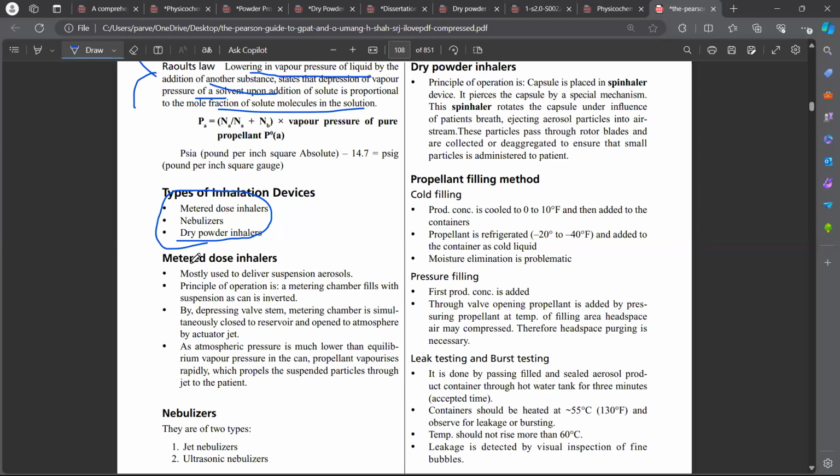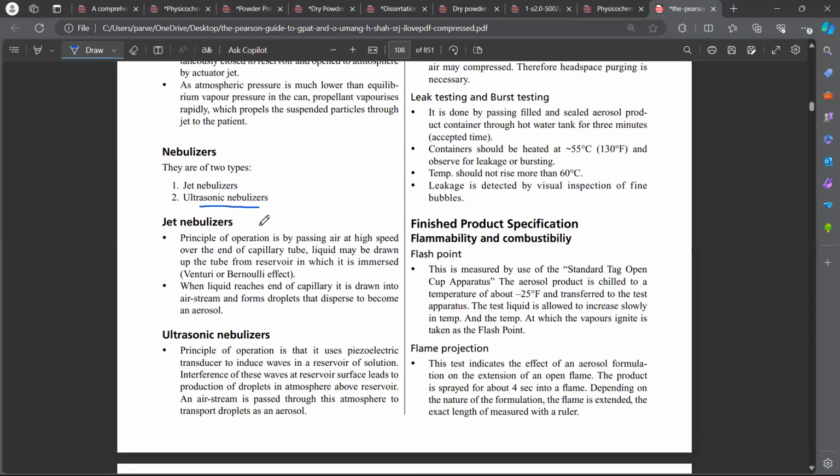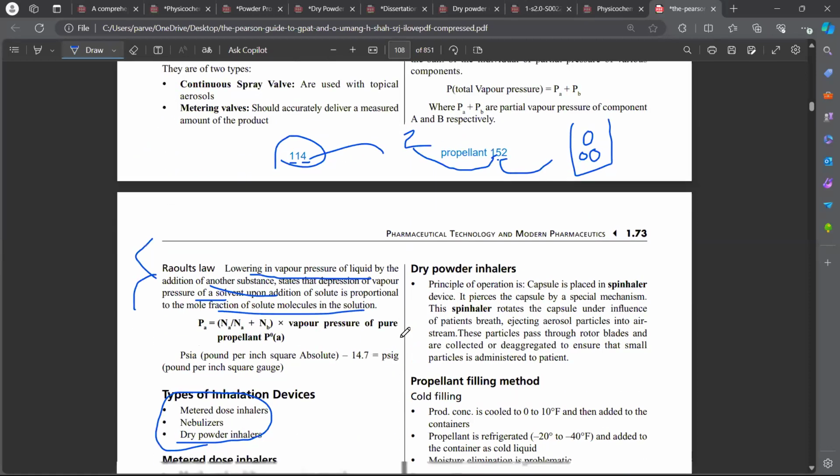So whenever the valve is activated, the propellant comes out with force. The propellant evaporates and deposits the drug particles. Nebulizers generally administer liquid solutions, and include jet nebulizers and ultrasonic nebulizers. In a jet nebulizer, the droplets of the liquid are formed by passing air, while in ultrasonic nebulizers, the droplets are formed by a piezoelectric transducer, which produces ultrasonic sound.